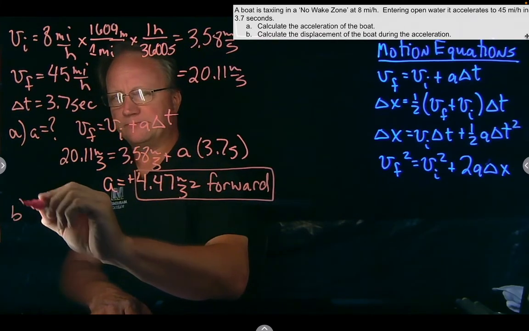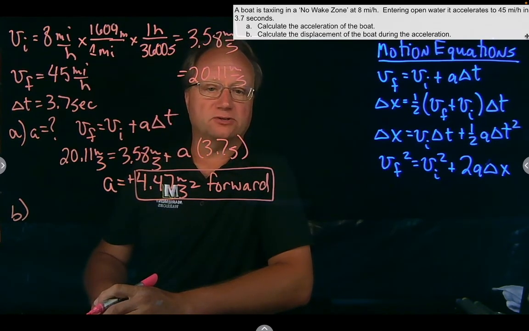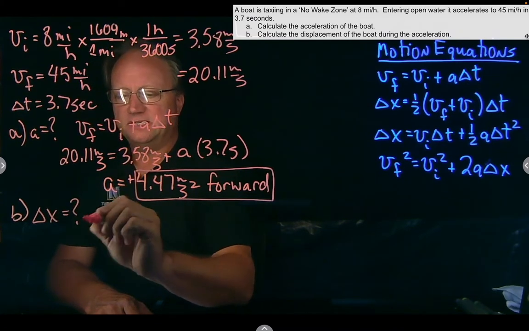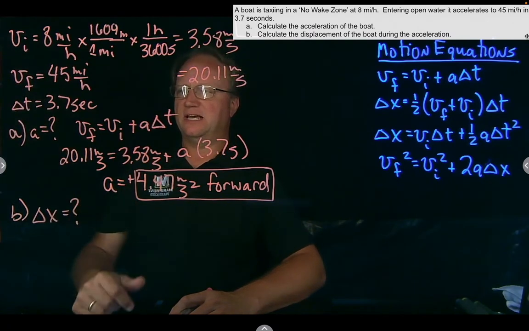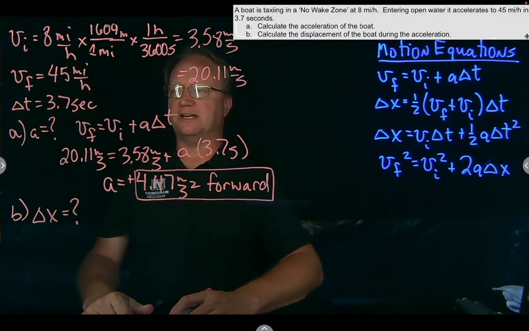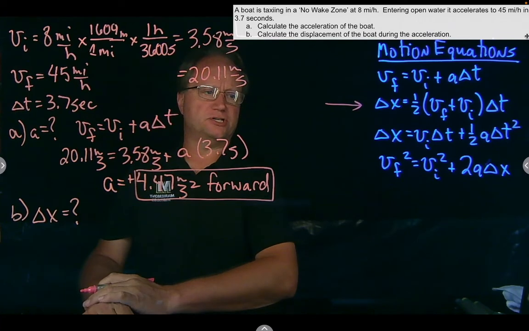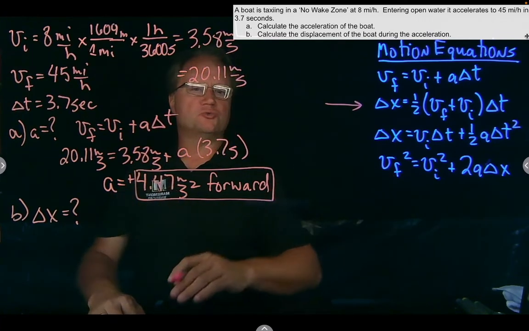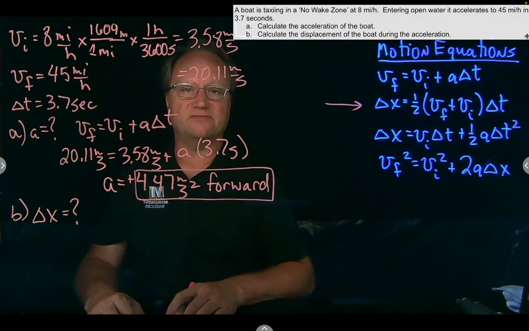Part B. Calculate the displacement of the boat during this acceleration. Well, displacement symbol is delta x. So now we know VI, VF, and delta t, and we want to find delta x. So that gives us enough to be able to use this second motion equation. You could also use the acceleration you calculated in part A and use one of the other equations. And as long as you do the algebra correctly, you'll get the same value.